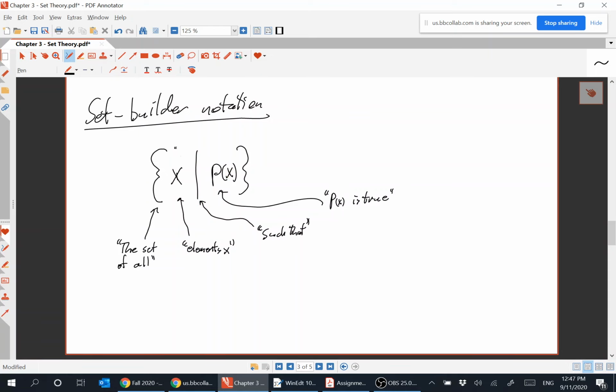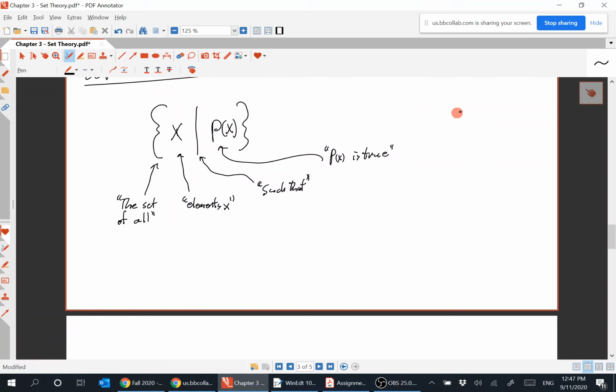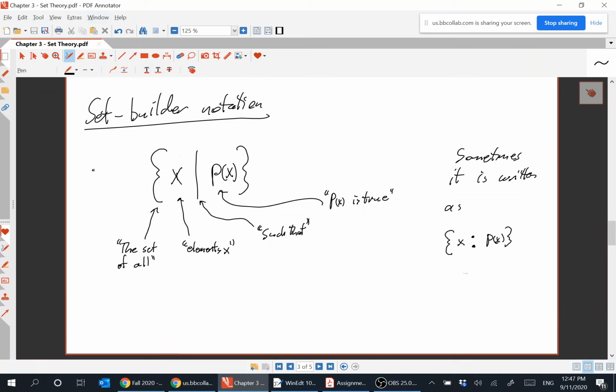And sometimes it's written like this. Instead of a straight line, they use a colon. The set of all elements X such that P of X is true. Usually in typeset notation, you'll see it like this, and in handwritten notation, you'll see it like this. Not that that's always the case. I mean, either one is used. So the set of all elements X such that P of X is true.